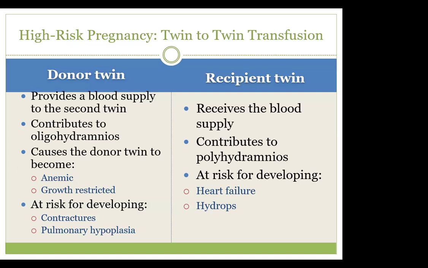And then the recipient twin receives an excess of the blood supply, which then causes polyhydramnios or extra fluid, especially through the neurological system. They are at risk for developing heart failure and a condition called hydrops, which can cause kidney damage, brain damage, and death of one or both twins. This is most common in identical twins, but can happen in fraternal twins.